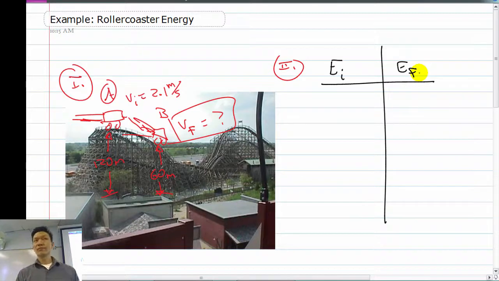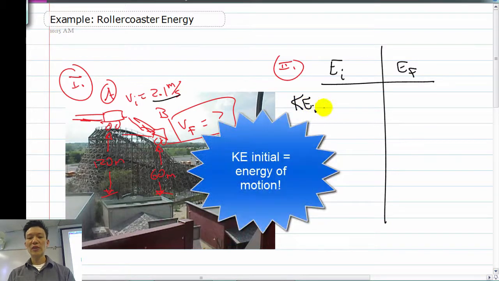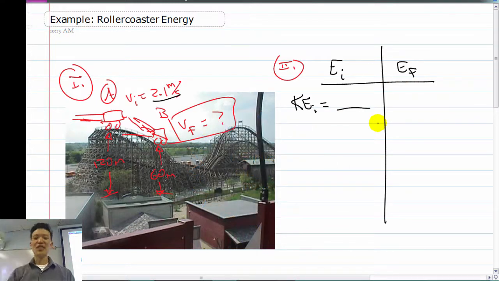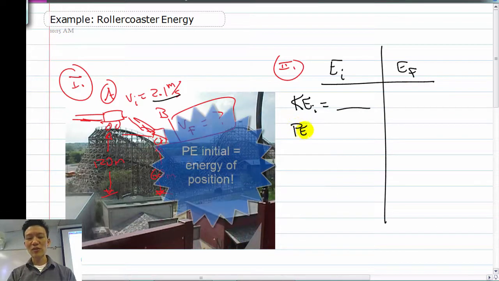Is it moving? It's moving a little bit, right? 2.1 meters per second. What do you call that when you move? Kinetic. There's a little bit of kinetic energy. But what are we storing up big time? What's the whole point of lifting it really high? Potential energy. That's correct. PE initial.